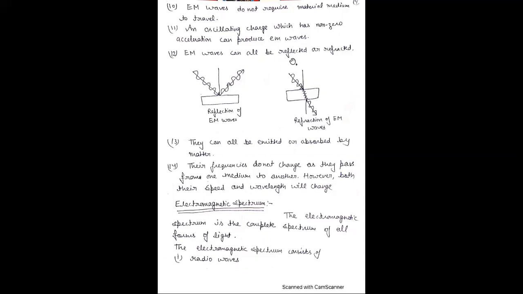EM waves can be reflected or refracted. This is any surface here. This is the incident EM wave. Incident here at a point, then these waves are reflected. This is the reflection of EM waves. Here, if EM waves are incident in this medium, then there is a refraction of the EM waves from one medium to another medium. There is a reflection of EM waves in the same medium. EM waves can also be emitted or absorbed by matter or objects.